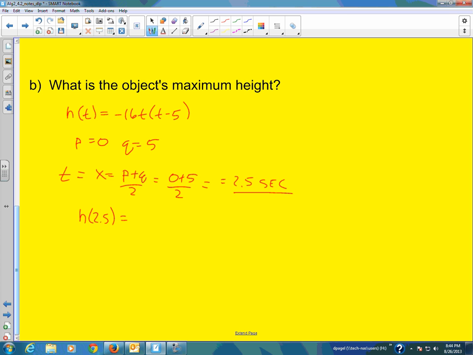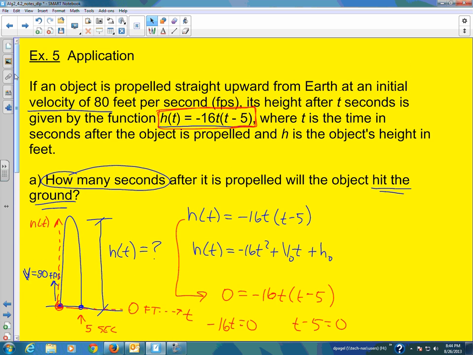Negative 16 times 2.5, this is negative 2.5, and then negative 2.5 times 2.5 is negative 6.25. Negative 6.25 times 16 is negative, I think it's 100. So that's the object's maximum height, 100 feet. All right, there we go. There's a simple application problem, but one that we see often within the context of quadratics. Hope that was helpful.